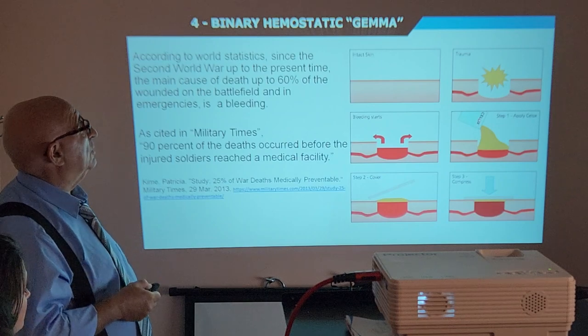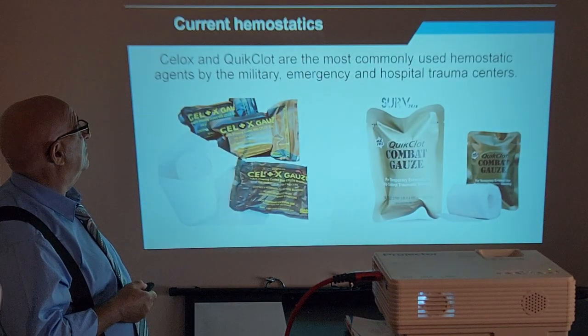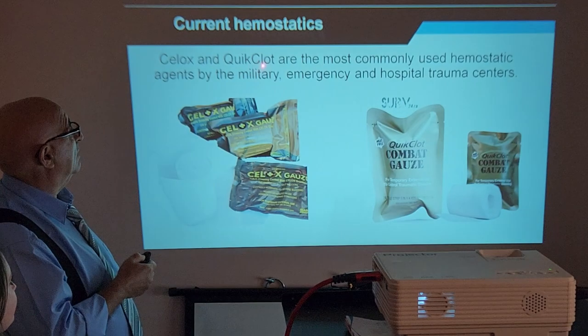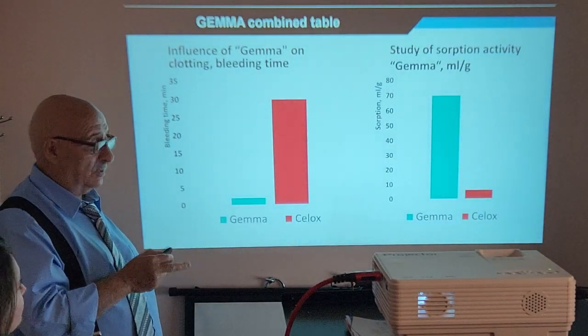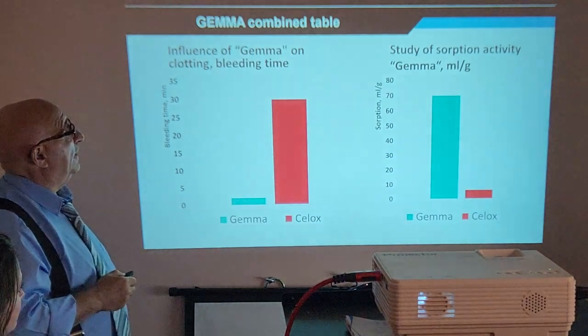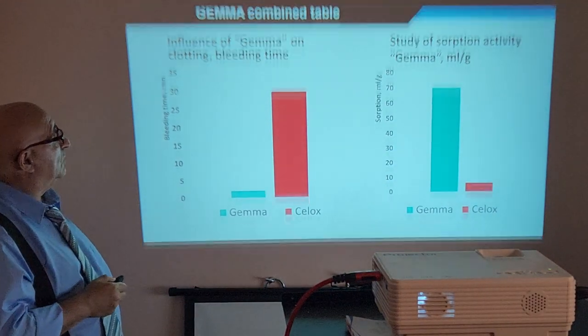This is another project, binary kinesthetic journal. What we compare was cells and weak loads. This is not our product, right? We compare to this product. Okay, next one.